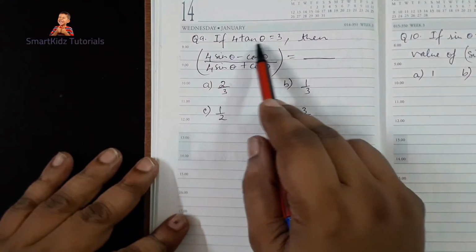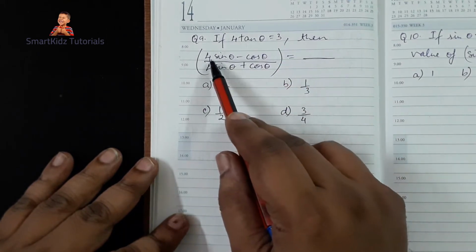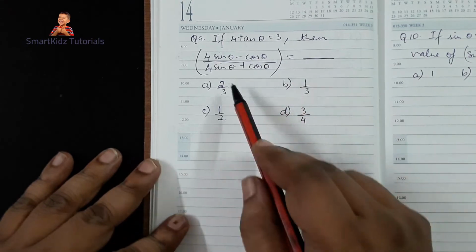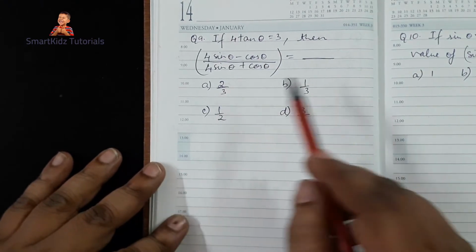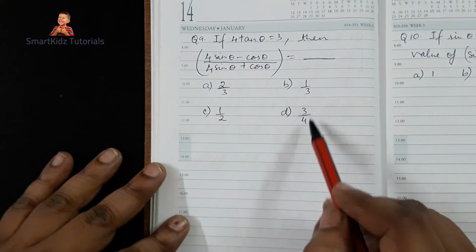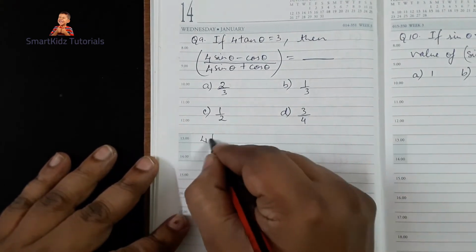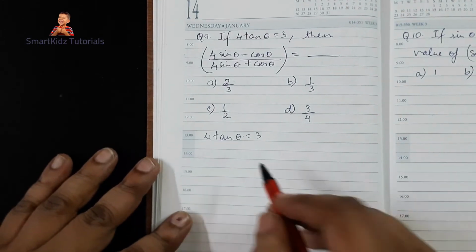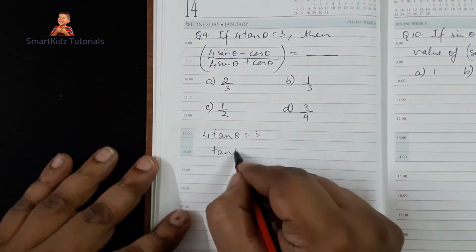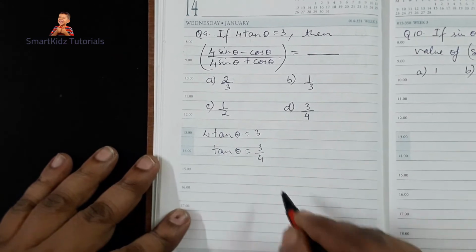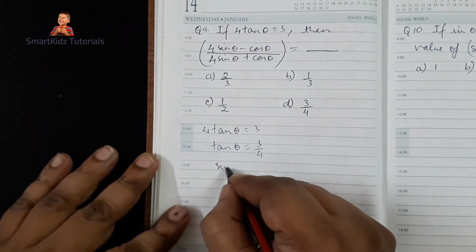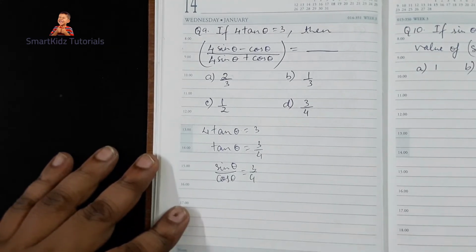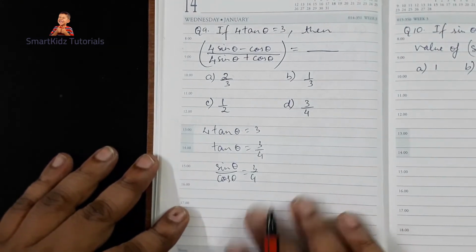Ninth question. If 4 tan theta equal to 3, then 4 sin theta minus cos theta upon 4 sin theta plus cos theta equal to that. And the choices are 2 upon 3, 1 upon 3, 1 upon 2 or 3 upon 4. 4 tan theta equal to 3, I'm going to write this as tan theta equal to 3 upon 4, and tan theta can be written as sin theta upon cos theta equal to 3 upon 4. Let's not touch this, leave it over here.